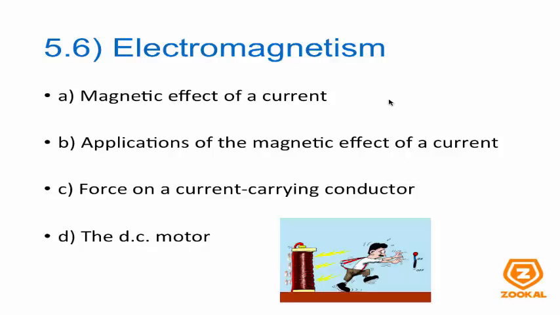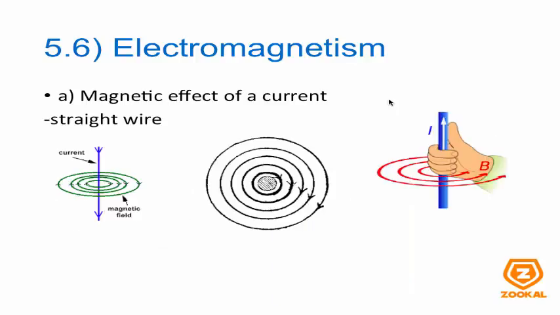5.6 Electromagnetism. So for this topic, we'll be looking at magnetic effect of a current, applications of the magnetic effect of a current, force on a current carrying conductor, and the DC motor. So for magnetic effect of a current, we'll first take a look at current flowing through a straight wire.